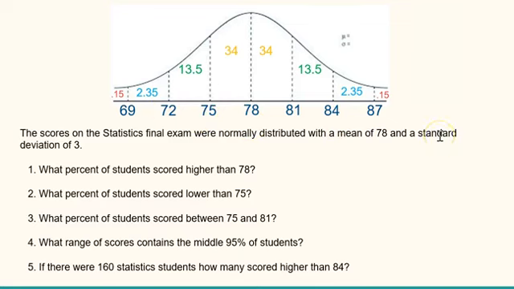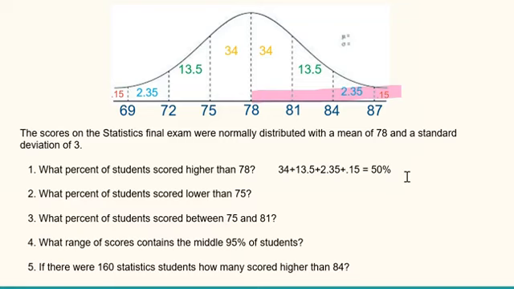Okay, so now I know that 34% of the test scores were between 75 and 78. Okay, and so let's answer these questions. What percent of students scored higher than a 78? All right, so I want to know anybody that's bigger than 78. And so what I'm going to do is just add those percentages together. All right, 34 plus 13.5 plus 2.35 plus 0.15, and that is 50%. All right, 50% of students scored higher than a 78.